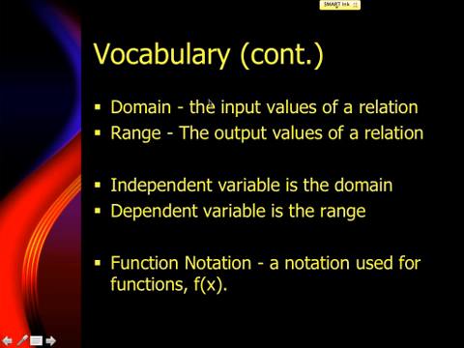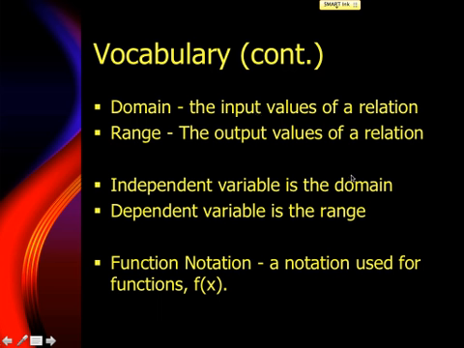A domain, these are the input values of a relation. These are values you put in if you have an equation where you're plugging in for x. That is your domain. The numbers that you're putting in are your domain. The numbers that you come out with after you put x in are your range. Those are your output values. So you put in a number for a variable like an x, and you come out with something that's called a range.